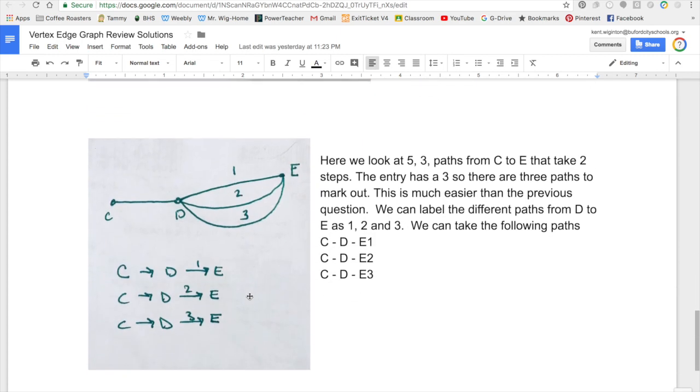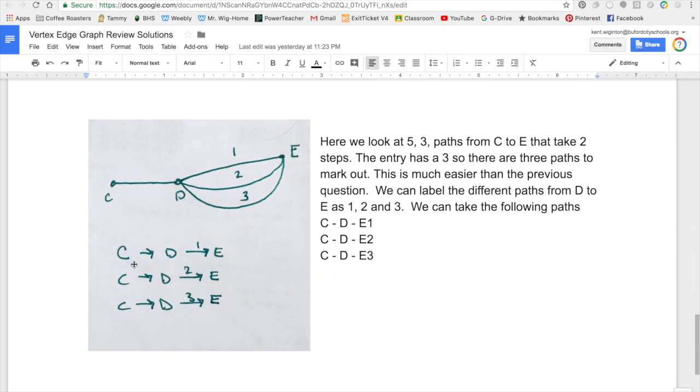The next question is actually a little bit easier. Going from C to E in 2 steps. Well, I can only really take the most obvious paths. From C to D is 1 step, and then D to E is another step. But there's 3 ways to get from D to E, and obviously E1, E2, and E3, what I've got listed here, are those specific ways. Really simple to do. And so you go from C to D and then take E1, then C to D and take E2, C to D and take E3.